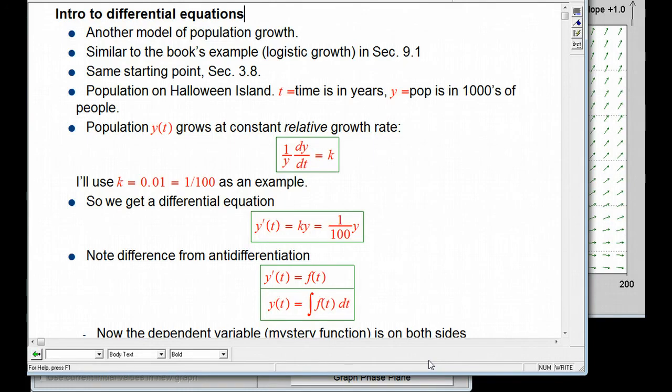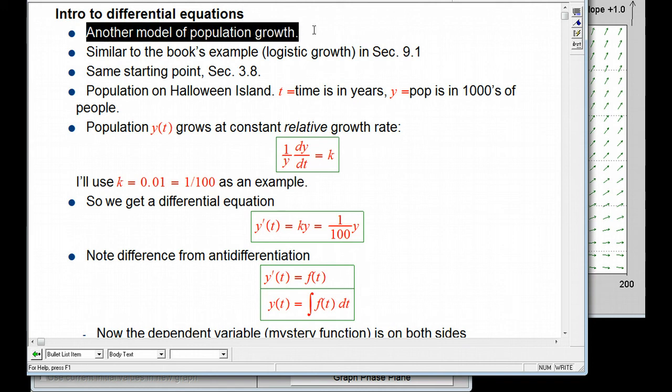Let's think about differential equations. This is based on Chapter 9 in Stewart's calculus book, and specifically I'm assuming that you've looked at the first few pages, 9.1, most of that section in Stewart's book. It also starts out of section 3.8, which is a very basic intro to a very basic differential equation. And so what we're looking at in terms of a model is another model of population growth.